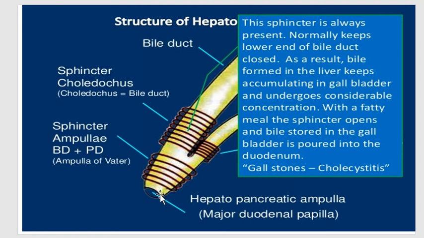On the summit of the major duodenal papilla you will see the opening of the hepatopancreatic ampulla, you can also call it the opening of the bile duct and the pancreatic duct. The bile duct is controlled by the sphincter called sphincter choledochus. The pancreatic duct is controlled by the sphincter pancreaticus, and both unite together and form the sphincter of the ampulla, also called the hepatopancreatic ampulla, and they open on the summit of the major duodenal papilla. So you should know this thing.